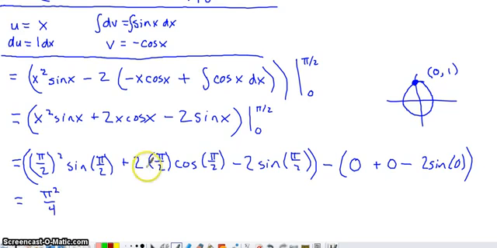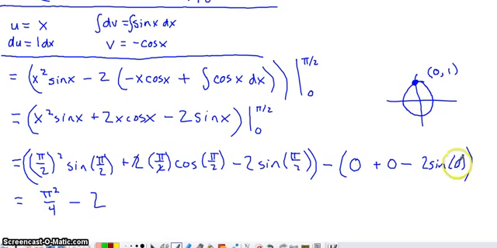And then plus 2 pi over 2. Well, that's going to cancel with that. And then cosine of pi over 2. Well, that's going to be the x-coordinate of that point from the unit circle. So that piece is actually going to drop out. We're going to have pi times 0. Cosine of pi by 2 is 0. And then minus 2 times sine of pi by 2. Well, we said a minute ago that sine of pi by 2 was 1. So this first quantity boils down to pi squared over 4 minus 2.